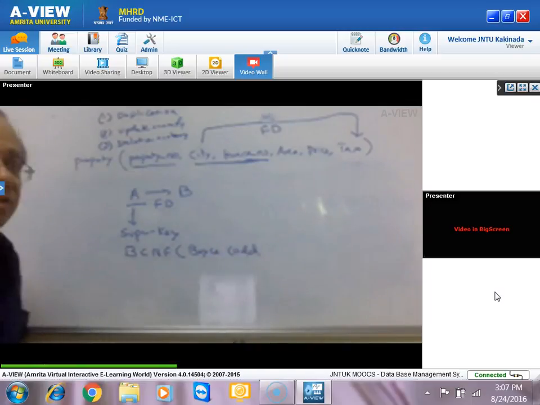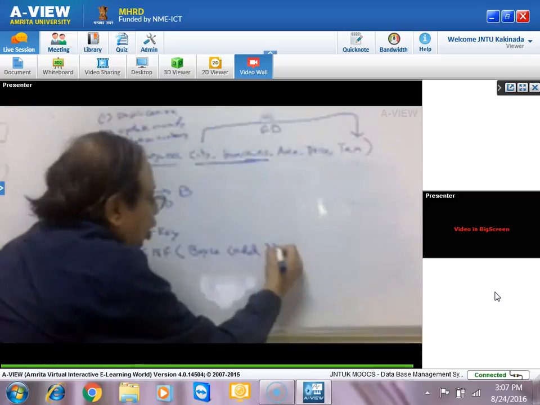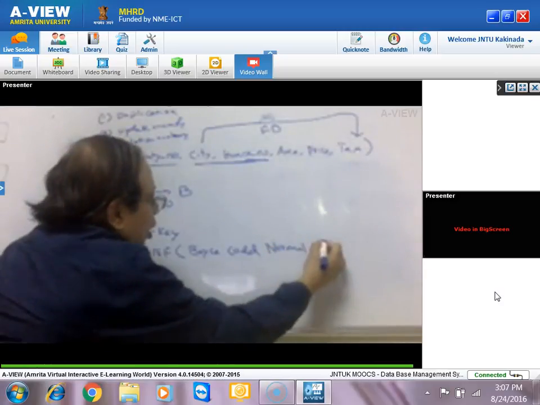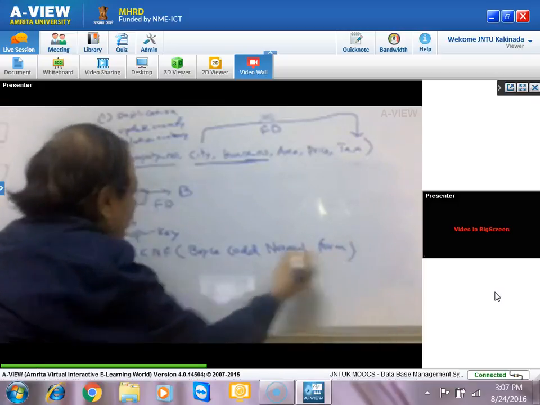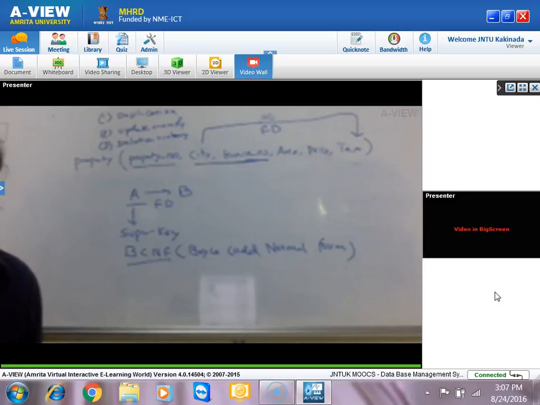Boyce-Codd normal form is the original normal form of the relational model. Okay, this is a very important concept. Very simple to understand also. There is not much. If you understand this, what I have told, anytime you will be able to retain this concept without really studying anything more.